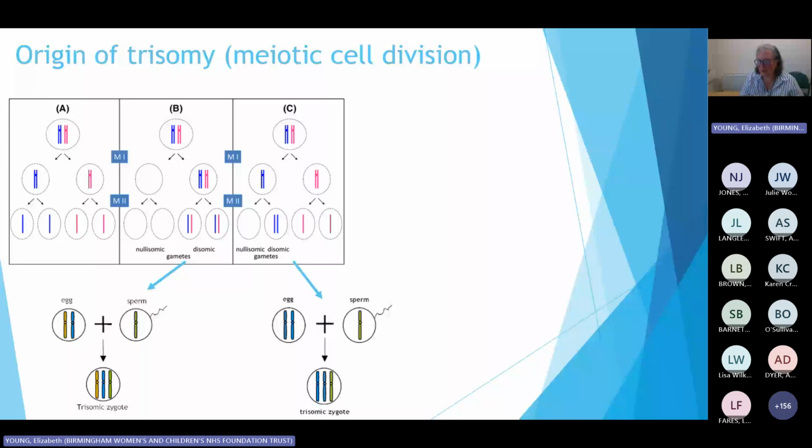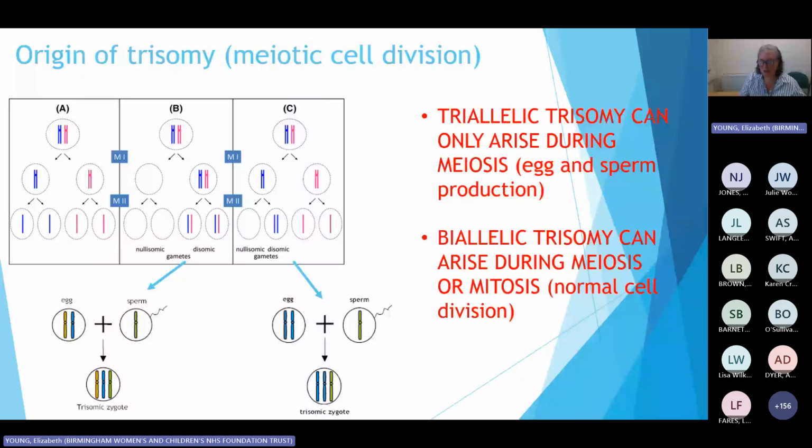What I want you to take away from this presentation is you can only get triallelic trisomy if the error has occurred in meiosis, so the cell divisions that form egg and sperm. So if you've got a triallelic trisomy in your fetus, you know it's happened right at the beginning in the egg and sperm production, so it'll be present in the fetus. Biallelic trisomy can arise during meiosis, as shown here, or mitosis, normal cell division. So you don't know if it's occurred during the production of the egg and sperm, or if it's occurred later in the division of the cells going into the placenta.